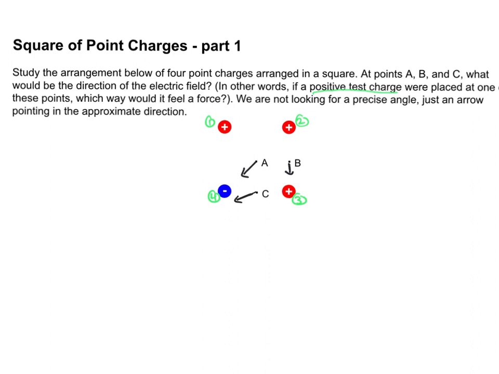And those are the directions I would put for the electric fields at points A, B, and C. There was that simulation. You can try to set it up and see if the arrows they have in the simulation point in the similar directions as I have drawn here.